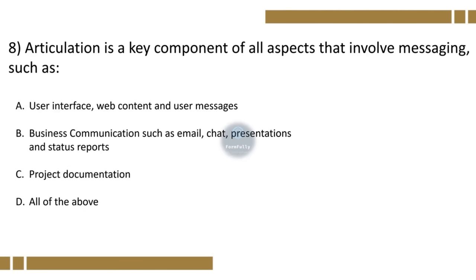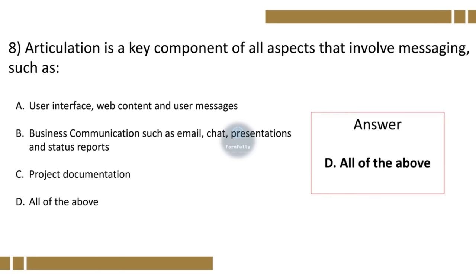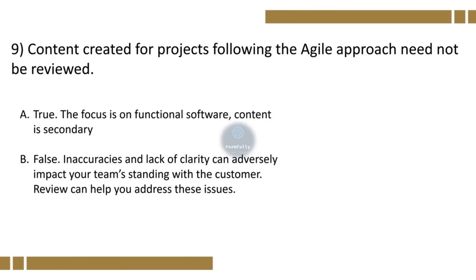Question 8. Articulation is a key component of all aspects that involve messaging such as: option A, user interface, web content, and user messages; B, business communication such as email, chat, presentations and status reports; C, project documentation; and D, all of the above. And the correct option is D, all of the above.